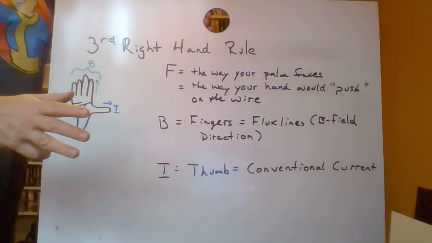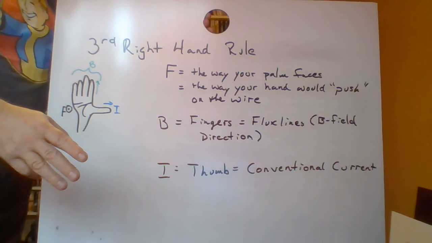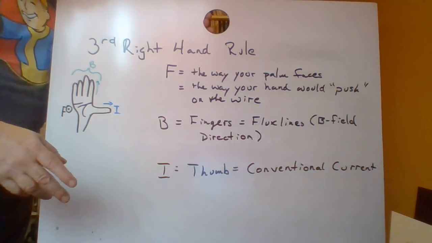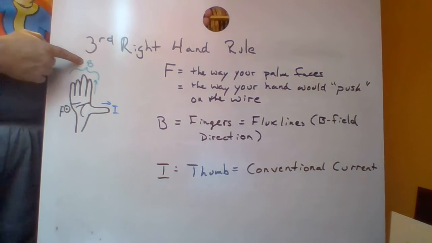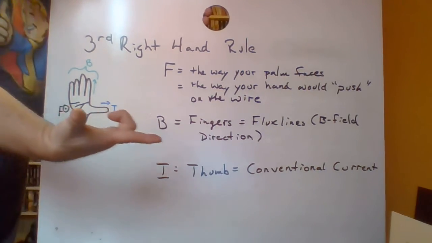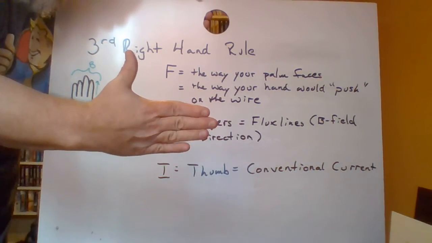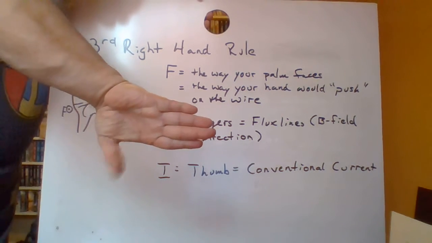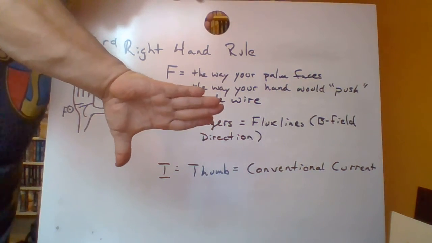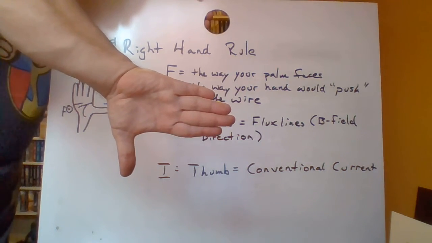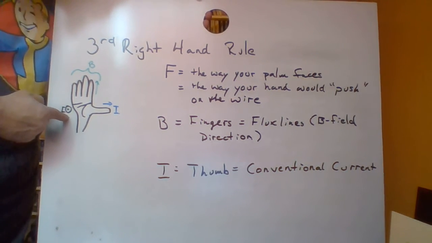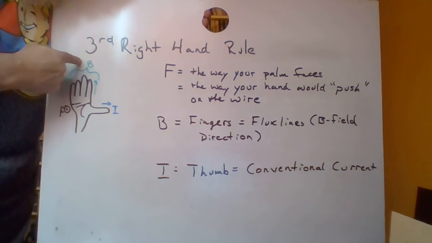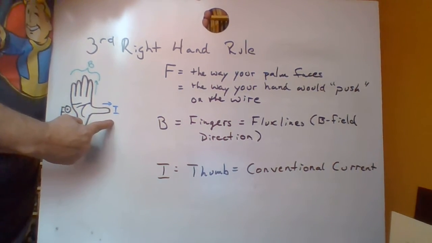So we have three vectors, and they're going to be mutually perpendicular to each other. Your fingers are going to represent the magnetic flux lines of the external field that's going to be affecting the wire. Your thumb, if you do this with your hand, is going to be perpendicular to your fingers when you stick it out like so. Your palm is going to represent the force that the magnetic field is exerting on the current carrying wire.